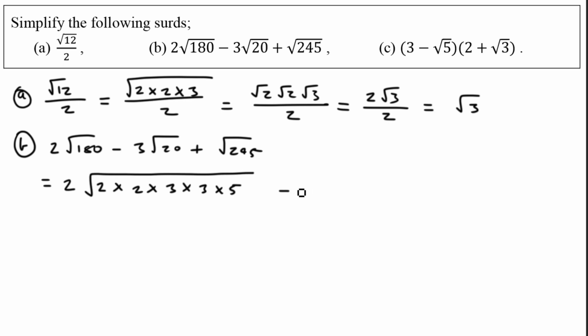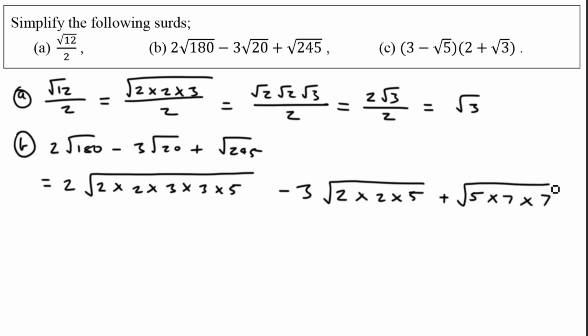The next term, 3 lots of root 20. 20 is 2 10s, 10 is 2 5s. The last term, 245. 245 is 5 times 49. 49 is 7 times 7. Now we can work on each of these pieces.